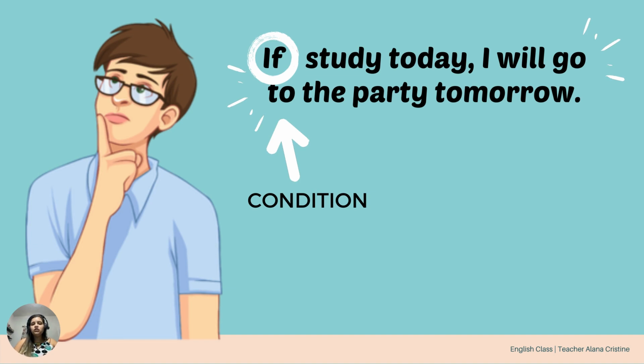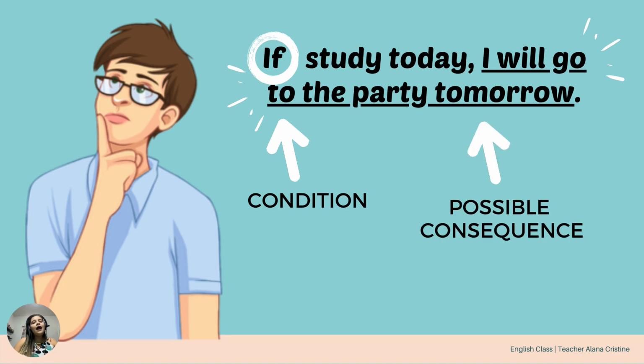What is the condition for me to go to the party tomorrow? I have to study today. So, if I study today is my condition. Well, if I study today, what will happen? If I study today, I will go to the party tomorrow. This means that this is the possible consequence for my condition. I mean, is this 100% sure? No, but under this condition, it is possible.